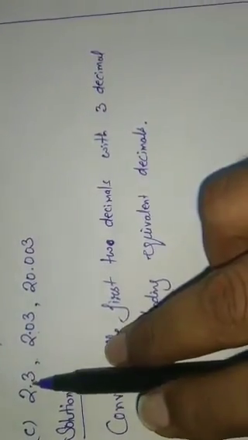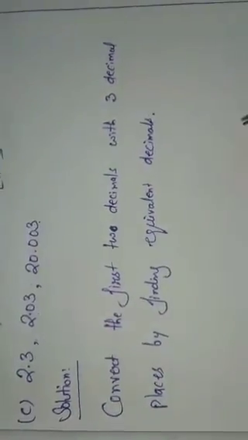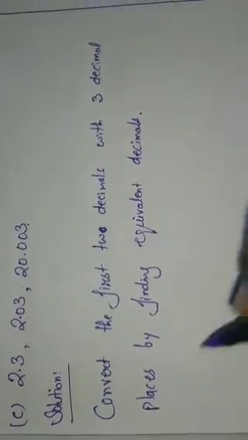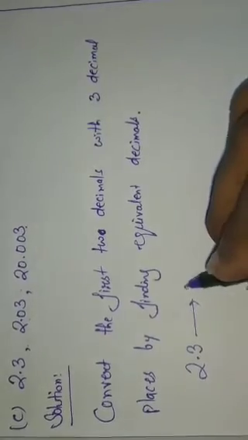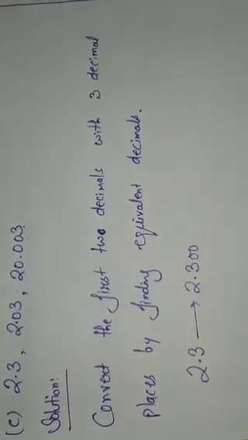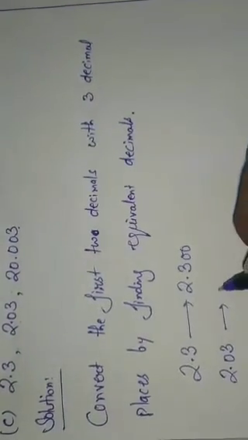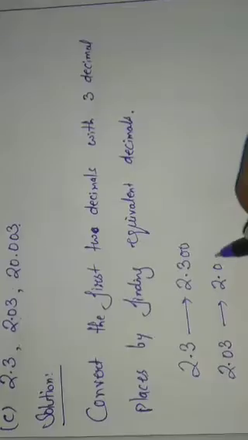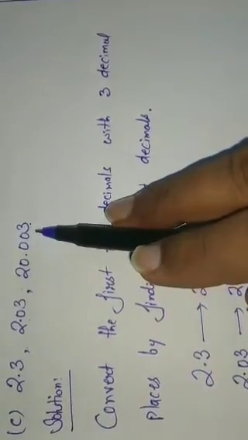Okay, here the numbers have been given. Here 1 digit has been given after decimal. Here 2 digits have been given. Here 3 digits have been given. So we will convert both the decimals into 3 digit decimals. Okay. So look here, how can we convert? Here 2.3 has been given. So when you convert it, it becomes 2.300. Then another number 2.03 has been given. So when you convert it, then you find 2.030. And you can see here, the third number is already in 3 digits after decimal.